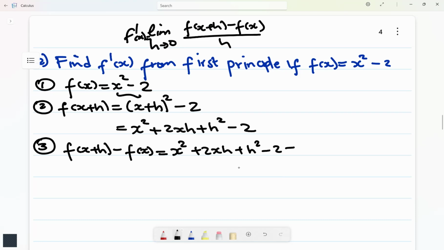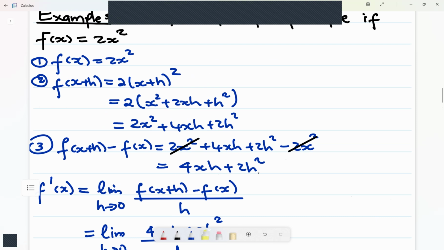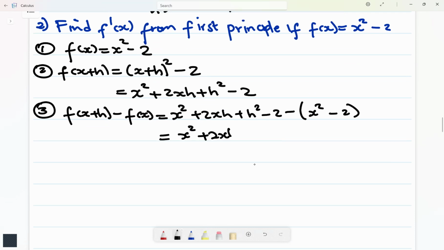Can you see now I have two terms? Remember that on the previous one, when I substituted, I only said minus 2x because it was just one term, right? But here we have two terms, so you do what? You open a bracket and say x squared minus 2. Let's simplify this. This is going to be x squared plus 2xh plus h squared minus 2 minus x squared, negative by negative is plus 2. Then can you see now x squared and x squared cancel off? Negative 2 and plus 2 cancel off.